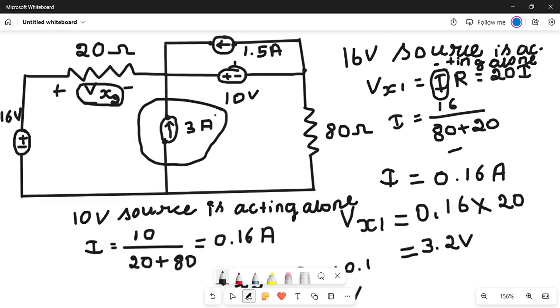Now we are trying to keep our 3 ampere source acting alone. When only my 3 ampere source is acting alone, what is going to happen is that this will become a short circuit, and this will become my open circuit, right?